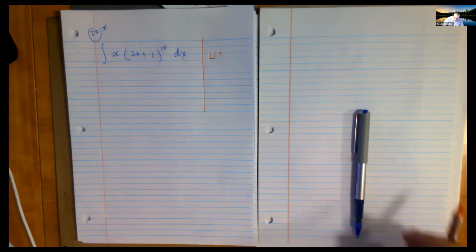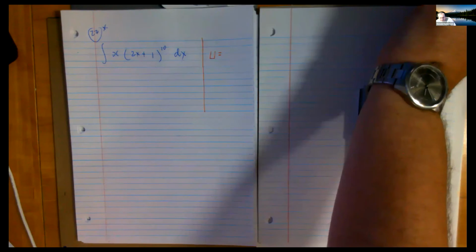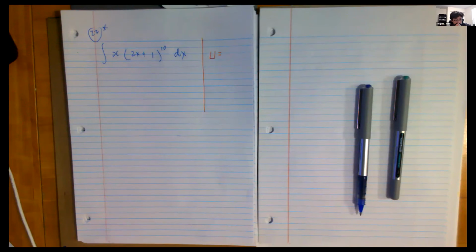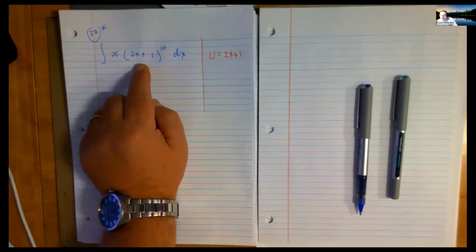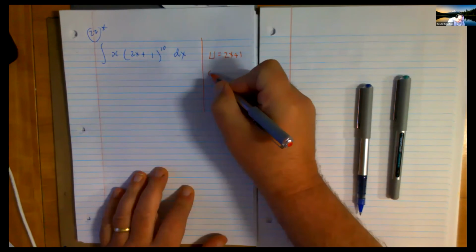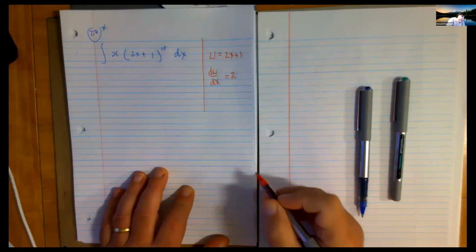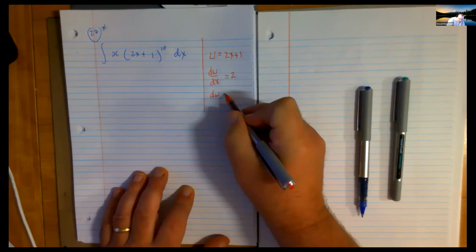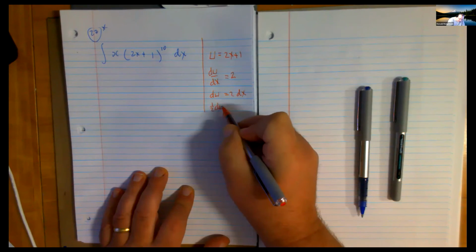Who should it be then? 2x plus 1. Yep. Isn't it the ugly guy inside the brackets rule? 2x plus 1 in this case. If you differentiate with respect to x, you get 2. The crossover, you get this guy. And if you isolate the dx, you get this guy.